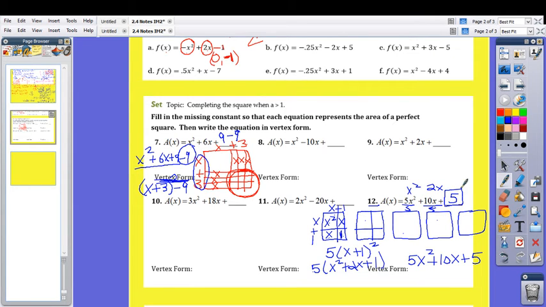You will be needing 5, but you cannot put 5 just like that. You have to take away also. So then you can rewrite it as 5 times x plus 1 squared, and you have this take away 5 extra. So this is your vertex form. The vertex is -1 and -5, and its stretch factor is 5. So this is how you will do 7 to 12.